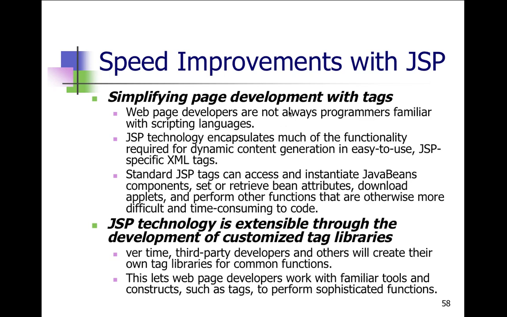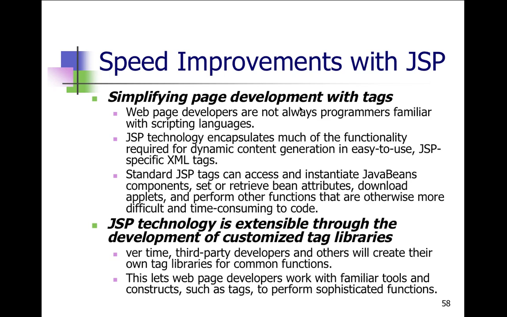Web page developers are not always programmers familiar with the scripting languages or programming languages themselves. So the JSP technology encapsulates some of the functionality required for dynamic content generation into easy-to-use XML tags. If you create the commands that are going to produce the desired functionality that the Java components need for their implementation, you can create your own customized tag library where developers can say, this is the username, and if it defines a username, the tag is already translated automatically for them. They don't actually have to implement that logic. The tags created for the designer are performing the necessary steps to make the functionality work.